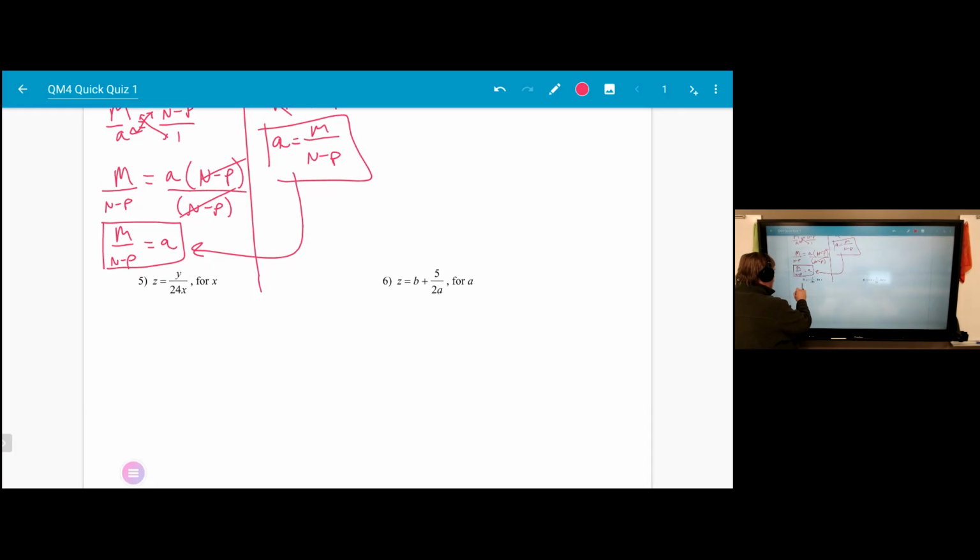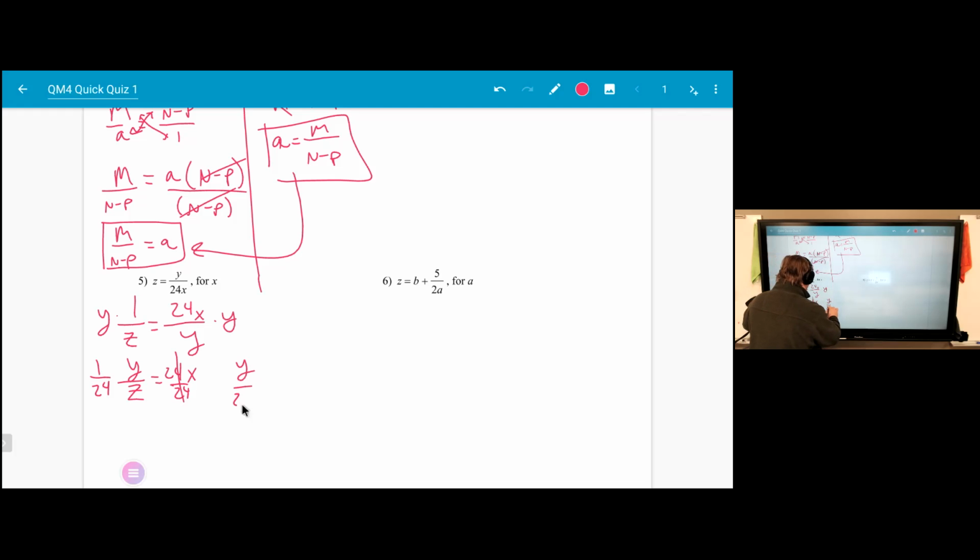So I'm going to say this is 1 divided by z equals 24x divided by y. Well, what's happening to y? I'm both multiplying by 24 and dividing by y. So how do I get rid of that? I'm going to multiply both sides by y. I end up with y divided by z equals 24x. And I'm going to divide both sides by 24, which is the same as multiplying by 1 divided by 24. And I'll end up with y divided by 24z equals x.